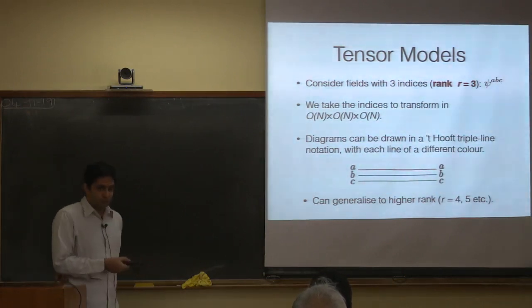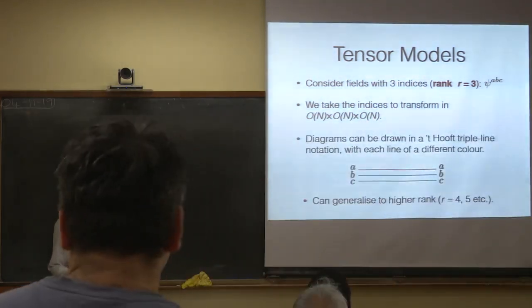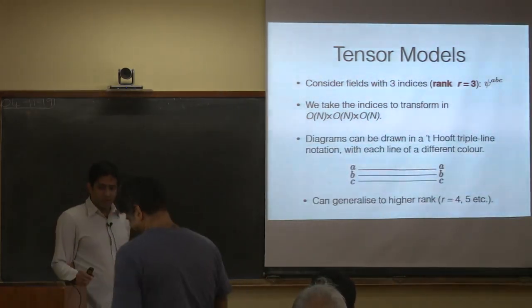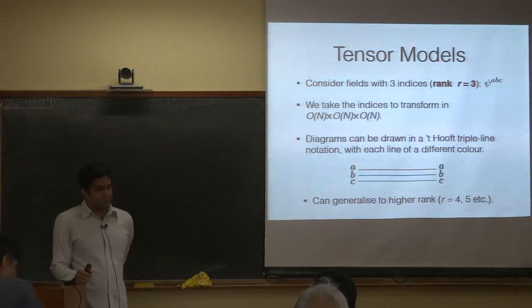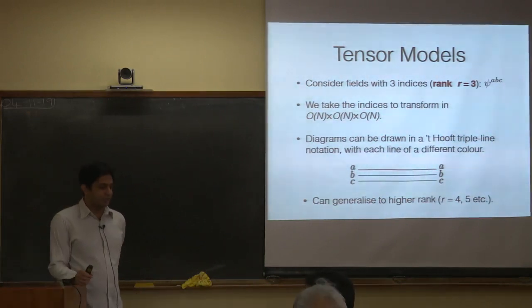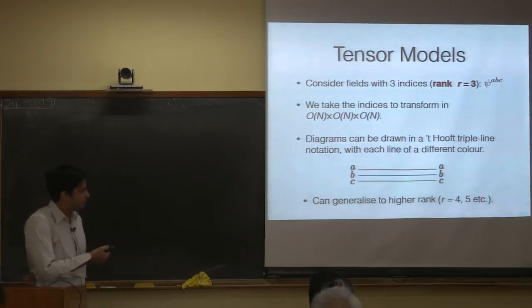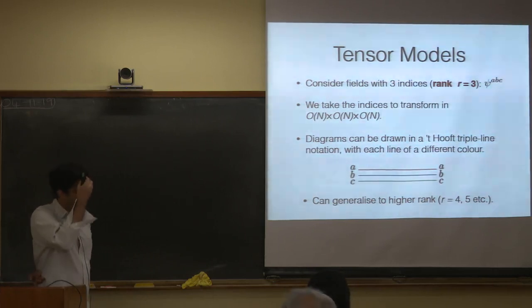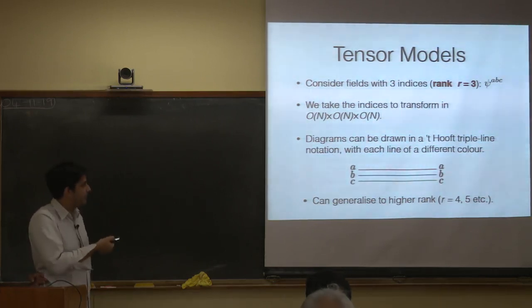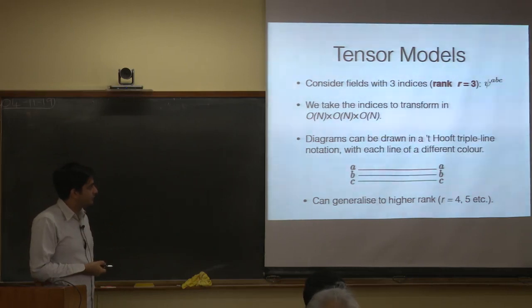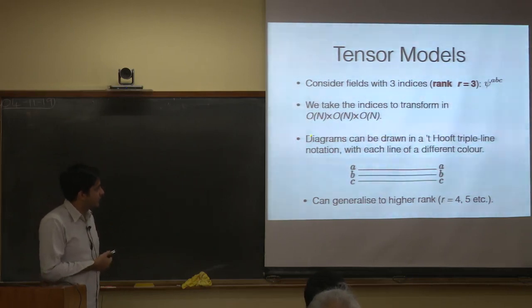Sorry, just to check: you have 3 indices. When you say rank 3, each of them takes n values? I mean, there are 3 indices; R is the number of indices, and they each take n values. Okay. And we'll consider R indices, so maybe 4 or 5 later on, and each takes n different values, with a different symmetry group.